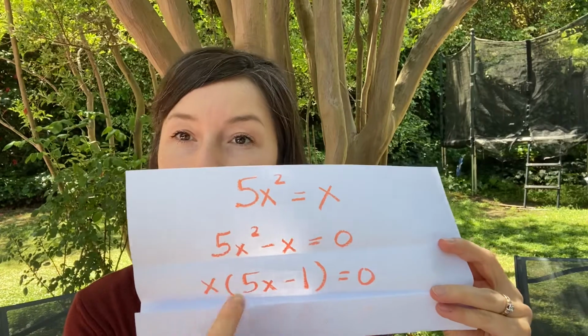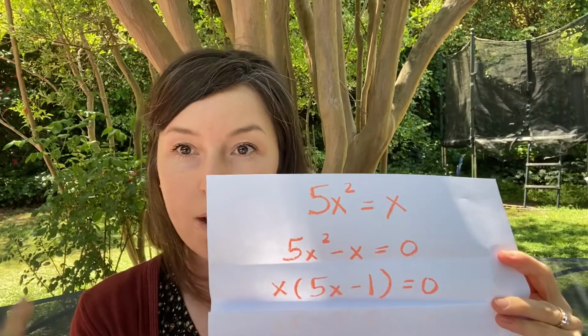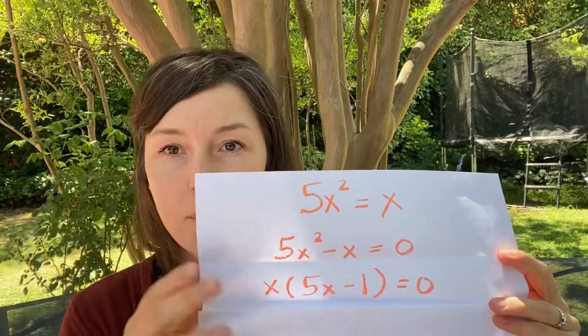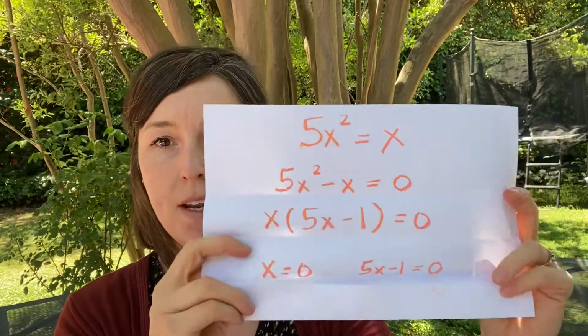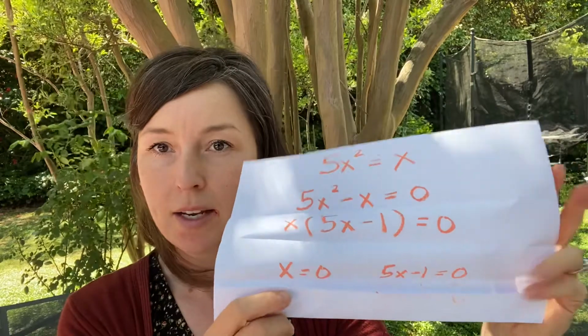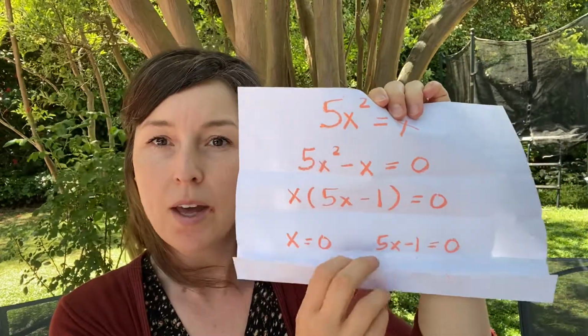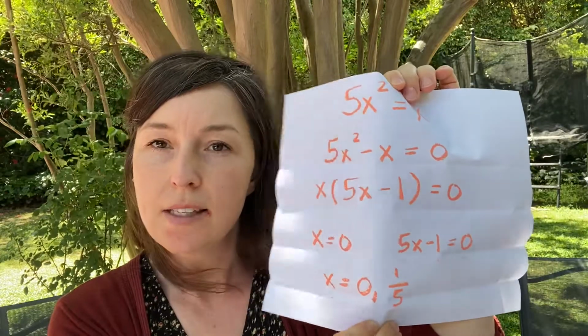And we see, here we can use our principle of zero products again. We've got two numbers, they multiply to make 0. One or both of them is 0. And so we set up our two equations. This one is easy, it's already solved for us. This one requires a little more work, and voila, x is either 0 or 1/5.